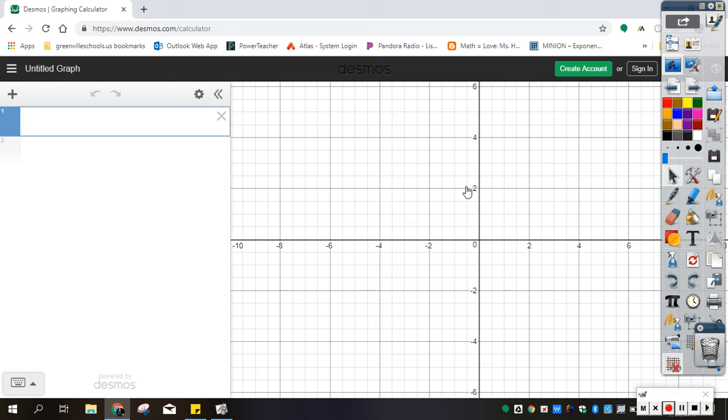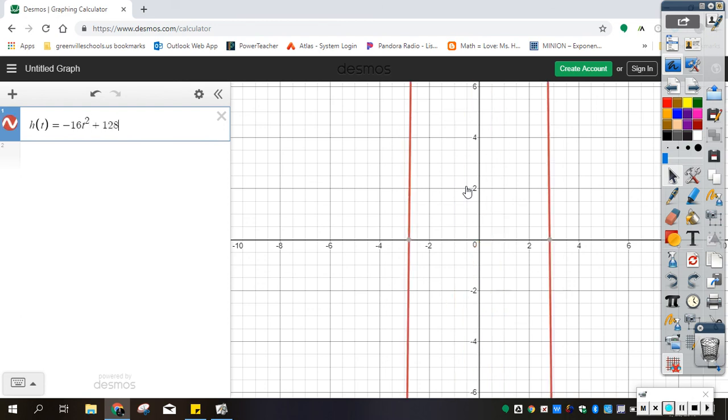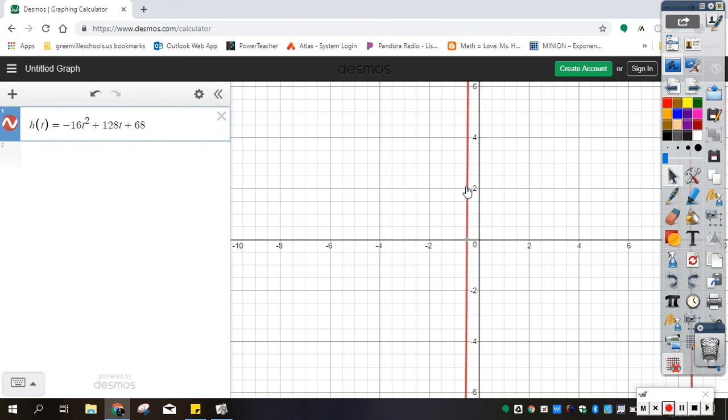So our formula that we learned was negative 16t squared, because we're measuring in feet, plus the initial velocity, so 128 times t, plus the initial height, which was 68.